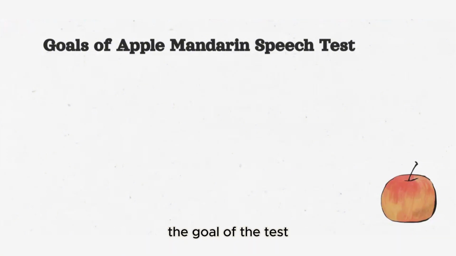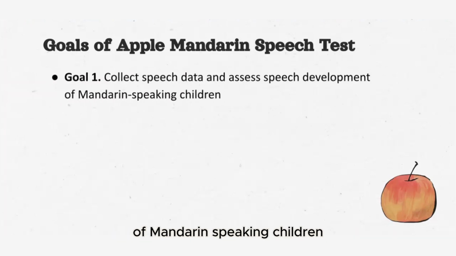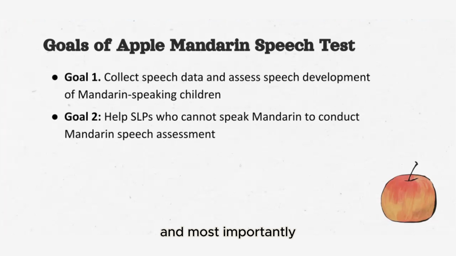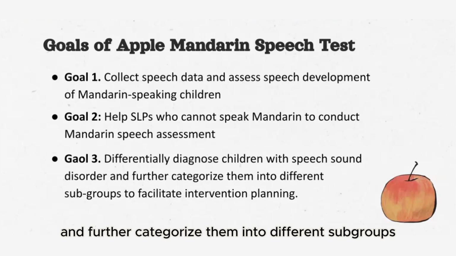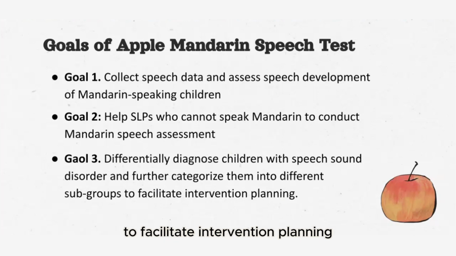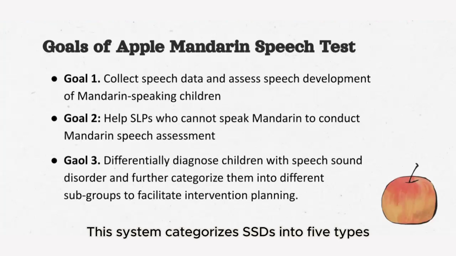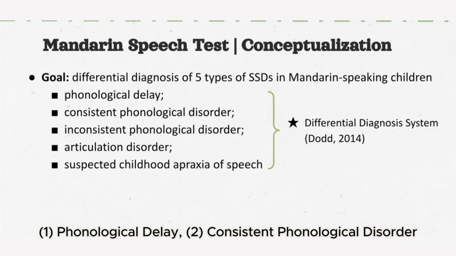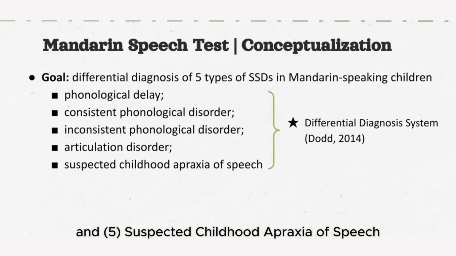Conceptualization begins with understanding the goal of the test. The goal of this Mandarin speech test is, first, to collect speech data and assess speech development of Mandarin-speaking children. Second, to help SLPs who cannot speak Mandarin to conduct Mandarin speech assessment. And most importantly, third, to differentially diagnose children with speech disorders and further categorize them into different subgroups to facilitate intervention planning. We use the differential diagnosis system developed by Dr. Barbara Dodd. This system categorizes SSDs into 5 types: phonological delay, consistent phonological disorder, inconsistent phonological disorder, articulation disorder, and suspected childhood apraxia of speech.